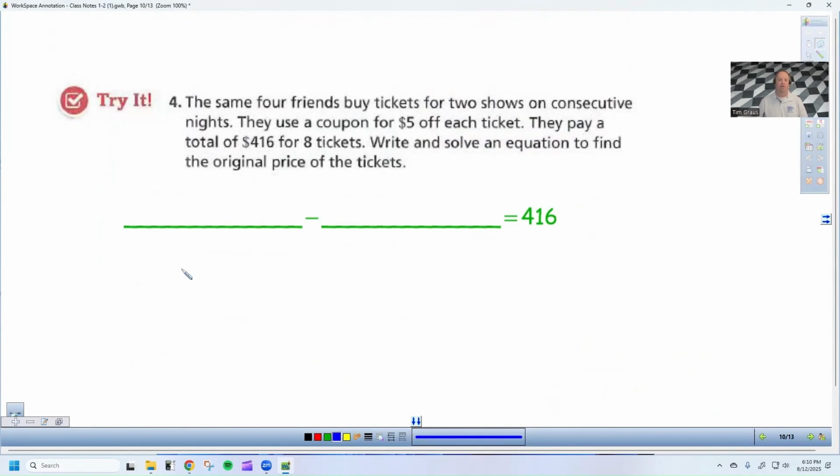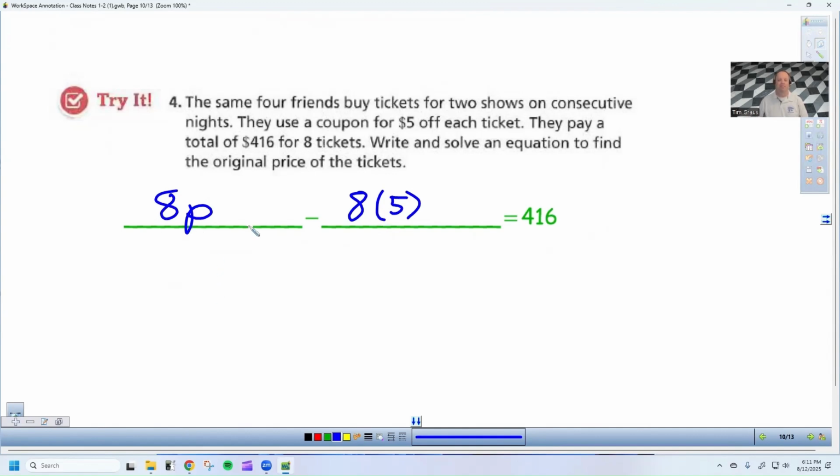So pause the video and try to solve this one yourself. Now let's see how you should have solved this problem. Again, we're going to take the amount paid for tickets before the discount. We're going to subtract the discount, and that leaves what the 4 friends paid, $416. The discount this time is $5 off each ticket, but there are 8 tickets that we're taking $5 off. The price before, we don't know what that is, but we know that they paid that price for 8 tickets. So we'll write 8 times the variable.